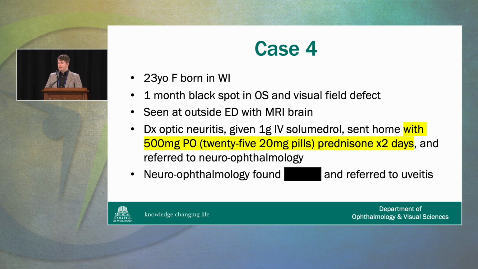She was seen at an outside ED, and I highlighted in this next section the wrong use of oral steroids for ONTT. We talked yesterday about how you could use 625 milligrams BID for treatment of an optic neuritis type syndrome. This person got 1 gram of IV Solu-Medrol times 1 day, and then got 2 days of 500 milligram oral, and that's not following that protocol in any way, or the oral protocol in any way. So if this was optic neuritis, she was not treated correctly. And then neuro-ophthalmology, because that's who she was following with, found something and sent her over to me.